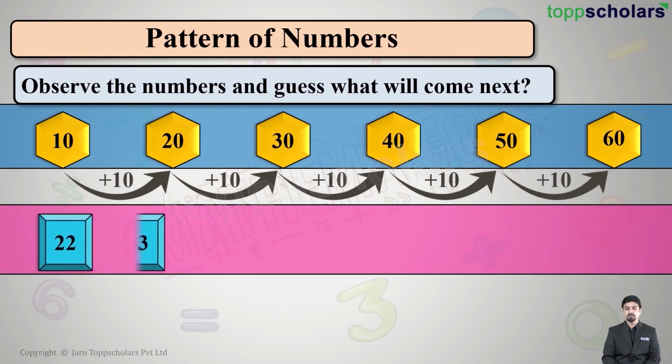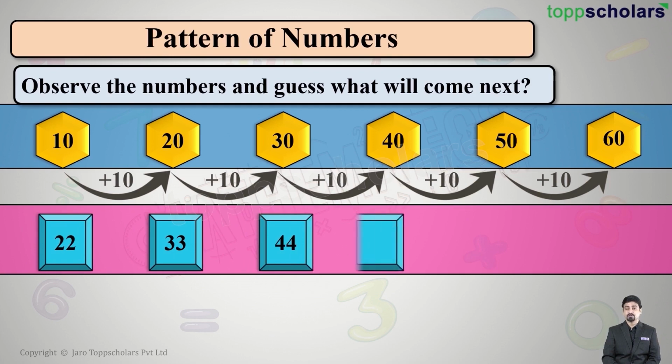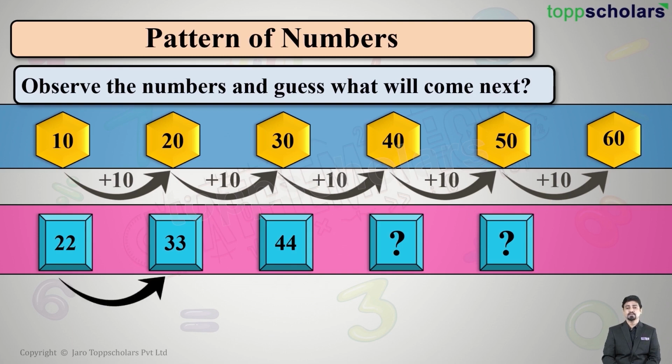Here we have 22, 33, 44, question mark, question mark. How shall we find the missing numbers? Let's begin. 22 plus what will give me 33? The answer is 11. 22 plus 11 gives 33. Again, 33 to 44, we will have to add 11. 33 plus 11, 44. Continue this for the next number.